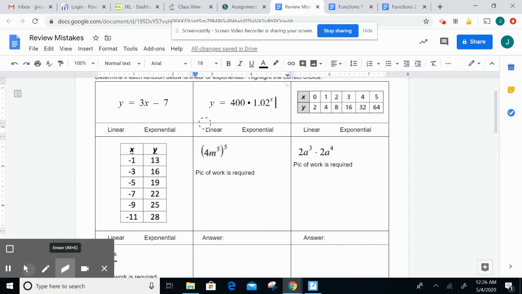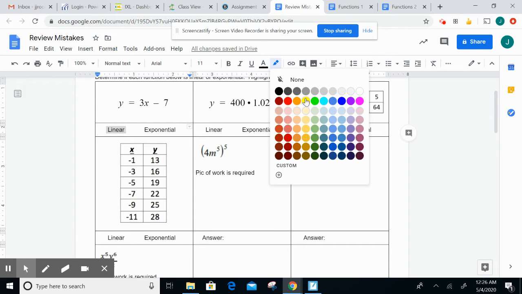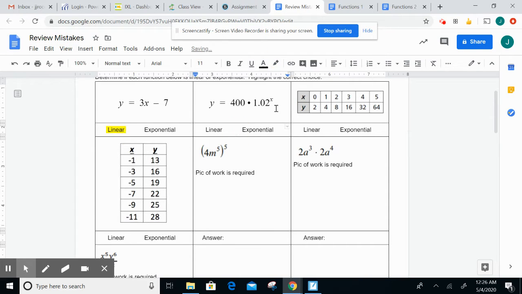Now, that's if that was a table. Simple enough. The easiest way to do it is, there's no exponent here. It's 3 times x. It is going to be linear. And this is all you have to do. Highlight it. We're good to go. This one has an exponent. It's exponential. All right. Even now, those were fine.